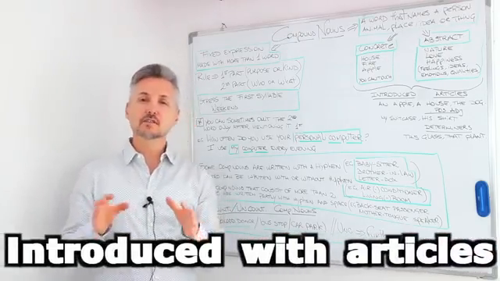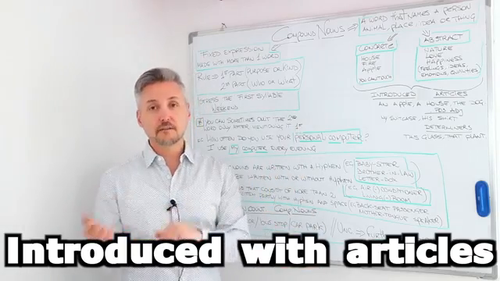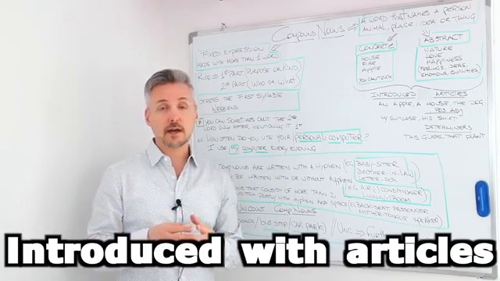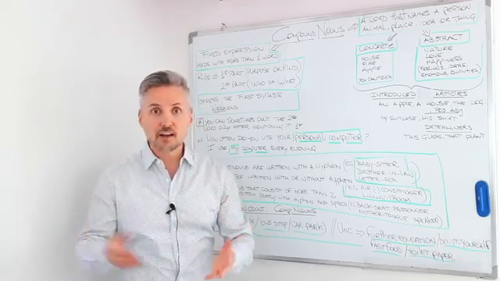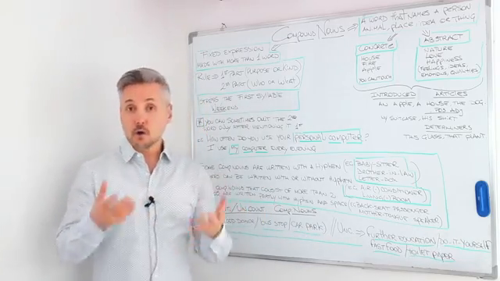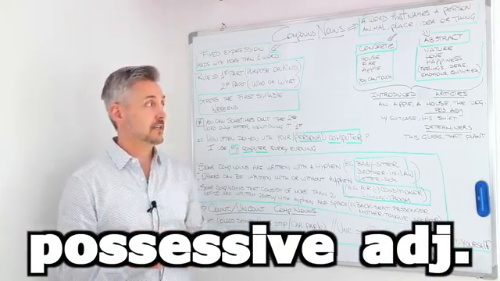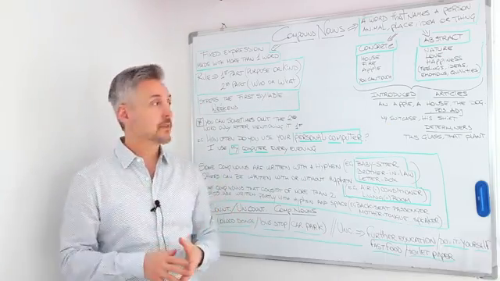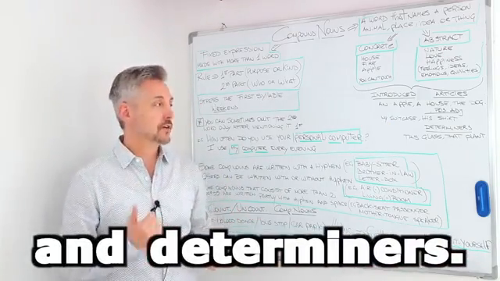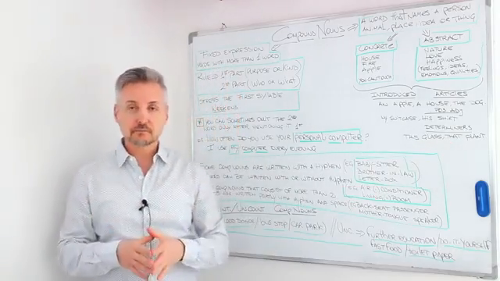They're usually introduced with articles, indefinite or definite articles. For example, an apple, a house, a computer, the dog, etc. Also, they can be introduced with possessive adjectives like my suitcase, his shirt, etc. And determiners, for example, this glass, that plant, etc.